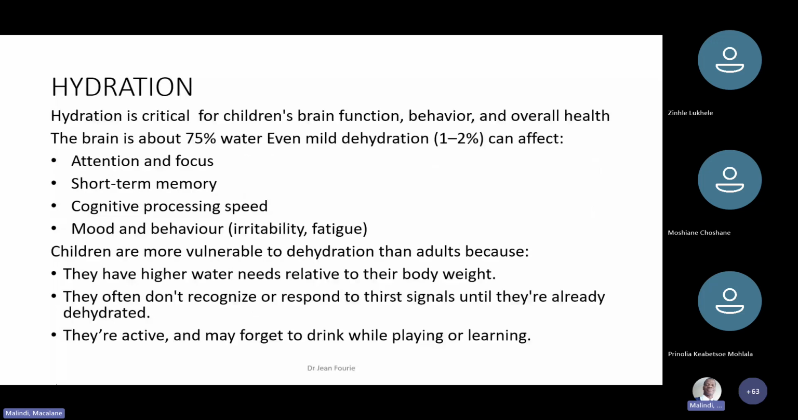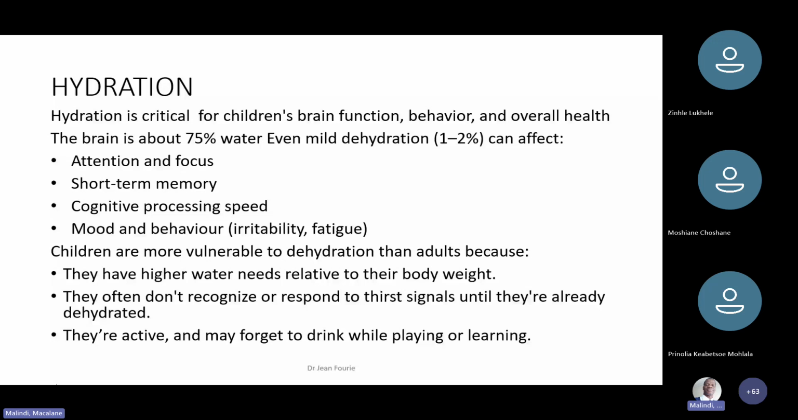Another aspect that is crucial for brain care is the idea of hydration, and this is the amount of water that we consume. It is critical for brains to have adequate hydration. The brain is made up of about 75% water, and research has shown that even mild dehydration of 1 to 2% can affect the ability of the brain to keep attention and focus. It can negatively impact short-term memory. Cognitive processing speed is decreased if the brain is not hydrated well. And you've heard numerous times about emotions and mood and behavior, such as irritability and fatigue. This also gets worse if there is dehydration in the brain.